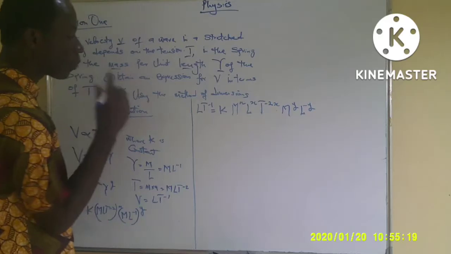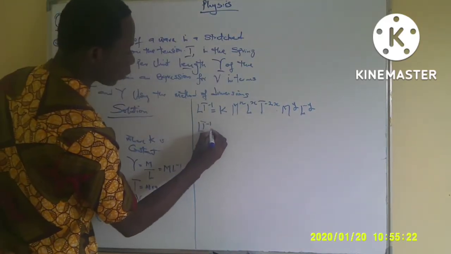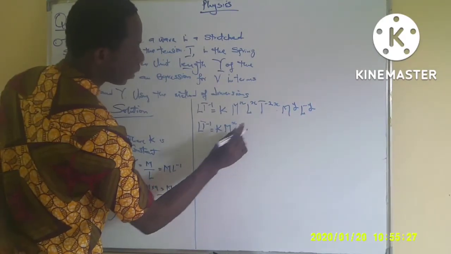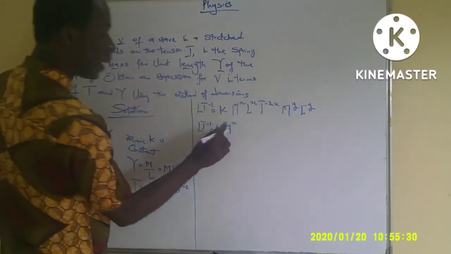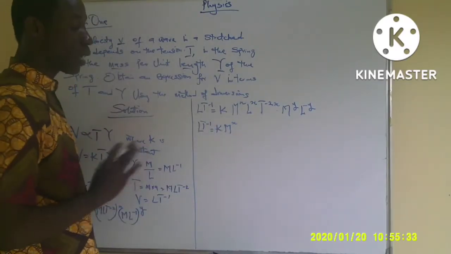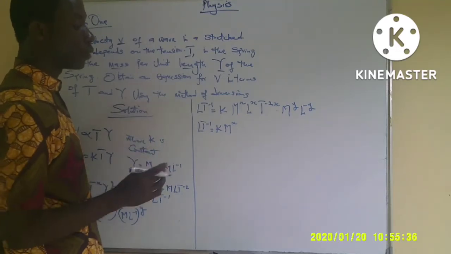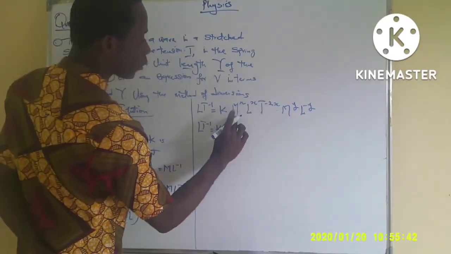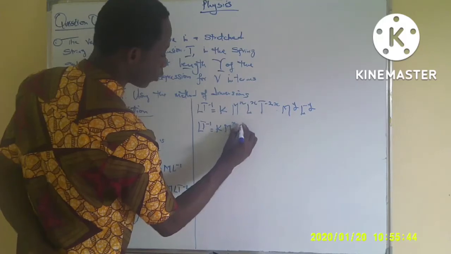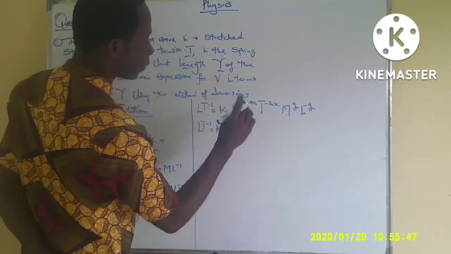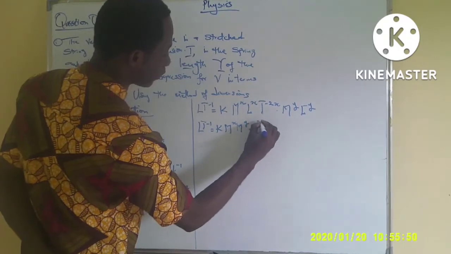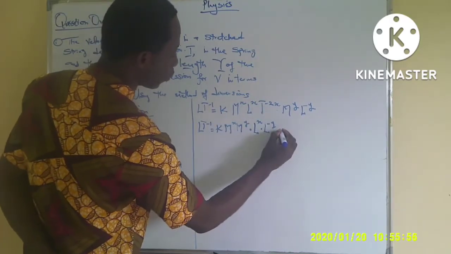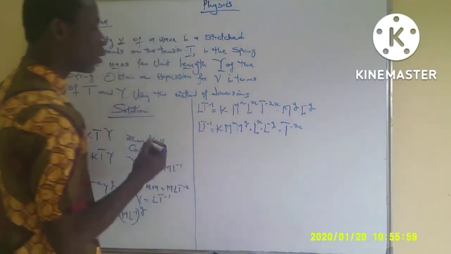So at the end of the day, we have L T minus 1 is equal to K M to the x, M to the y. Let's collect like terms, please. Remember, this constant K has no issue with the other variables. So those with M, let them come together; those with L, let them come together; those with T, let them come together. So M raised to x times M raised to y, then L raised to x times L raised to minus y, then T raised to minus 2x. So at the end of the day, it's going to be what?